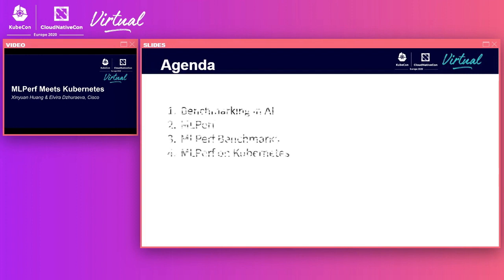In today's agenda, we will cover some general information about benchmarking and AI, some introduction into the MLPerf community, and Xinyuan will talk about MLPerf in detail about training and inferencing and other benchmarking. Also, we'll cover how to run MLPerf on Kubernetes.